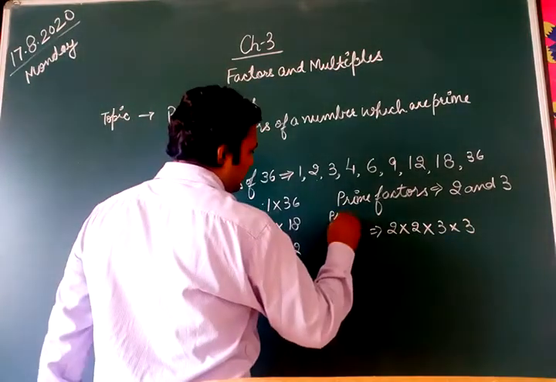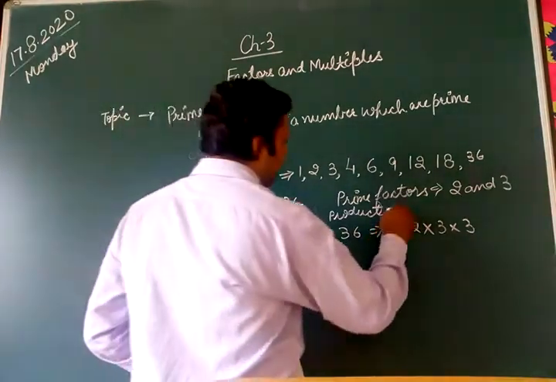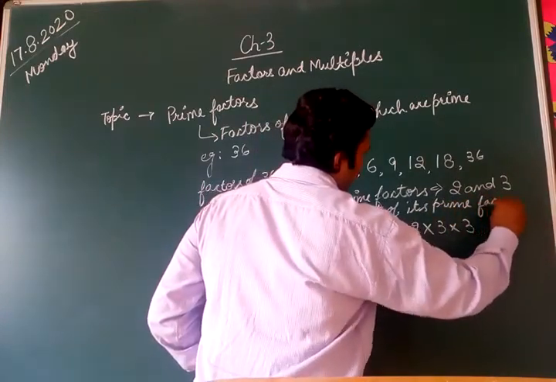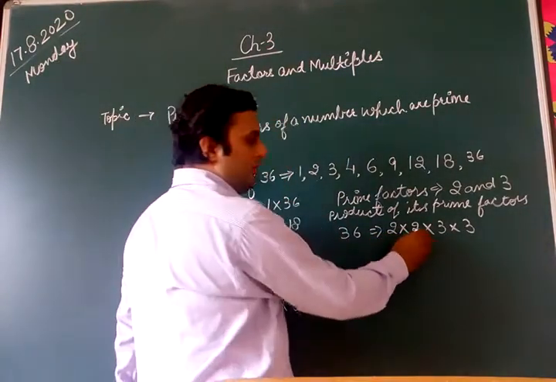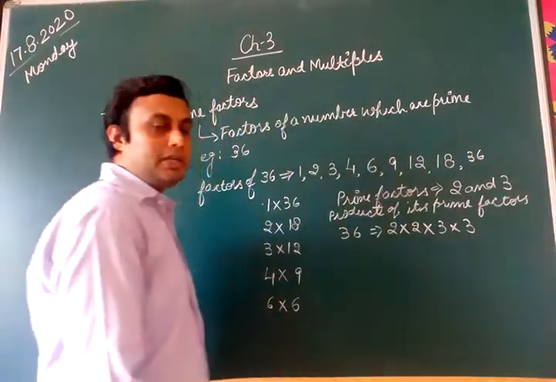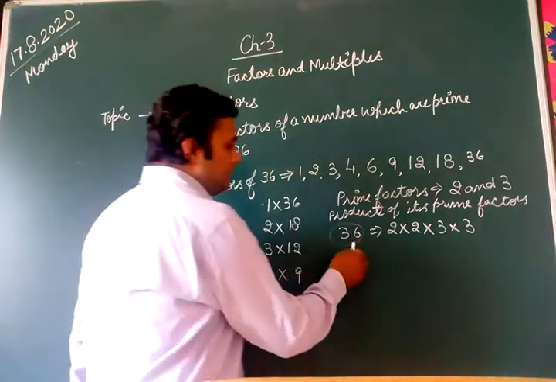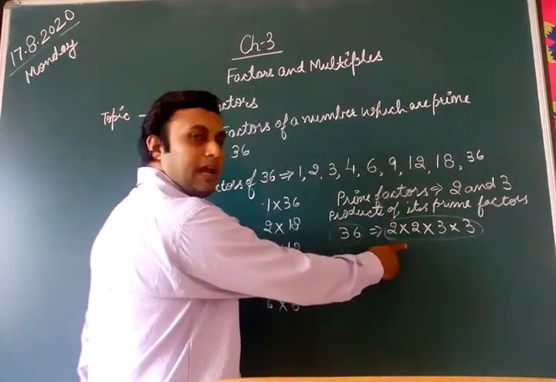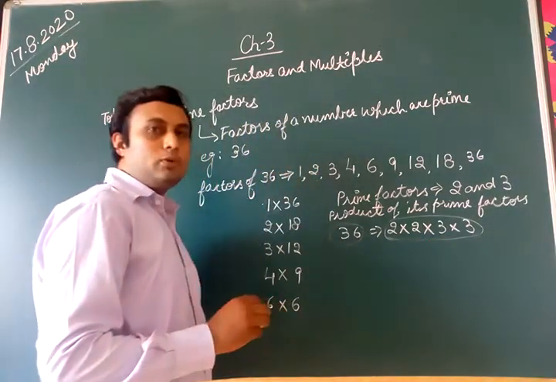This is the product of its prime factors. So 2 multiplied by 2, we got 4. 4 multiplied by 3, 12, and 12 multiplied by 3, we got 36. So in this way, 36 can be written as the product of its prime factors. These are all prime factors. No one is a composite number. All are prime factors.